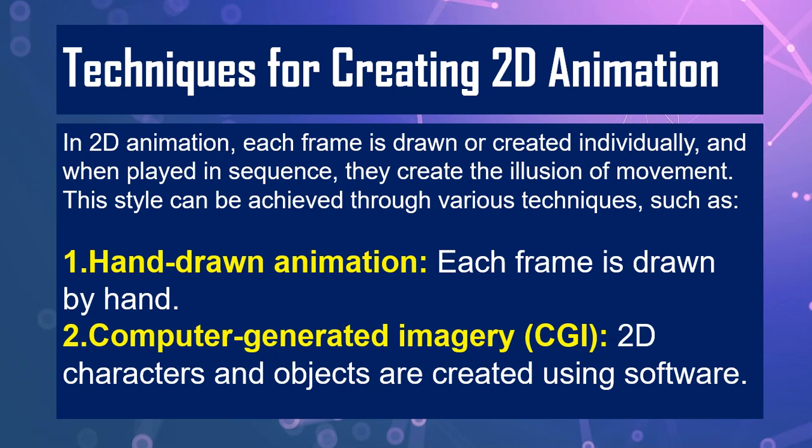Let me close this down, so there will be no distraction. Okay, so then we also have the two techniques that we can use to make animations. The first one is what we call hand-drawn animation. Hand-drawn animation is where you actually draw each frame by hand. Something like Tom and Jerry, Looney Tunes, or Mickey Mouse, all those animations were drawn by hand.